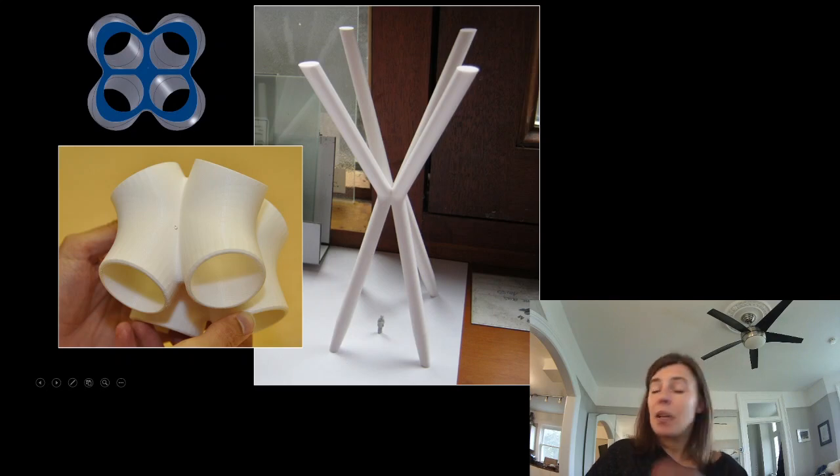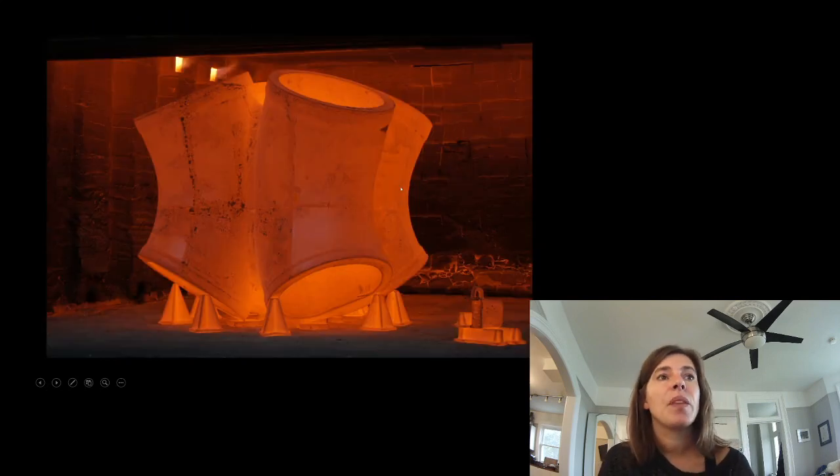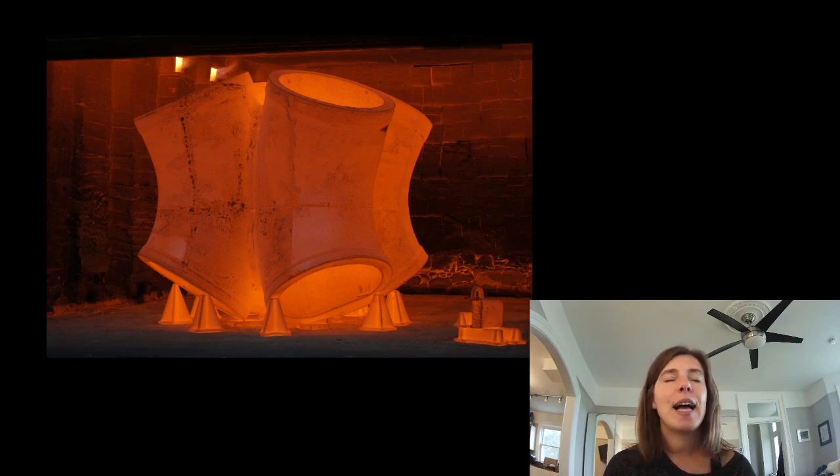So Cast Connect said, well, we could do something like this, and then we can structurally engineer this to be able to transfer your gravity loads and your lateral loads. Like I said, I have about a gazillion slides on this. This one might be one of my absolute favorites.